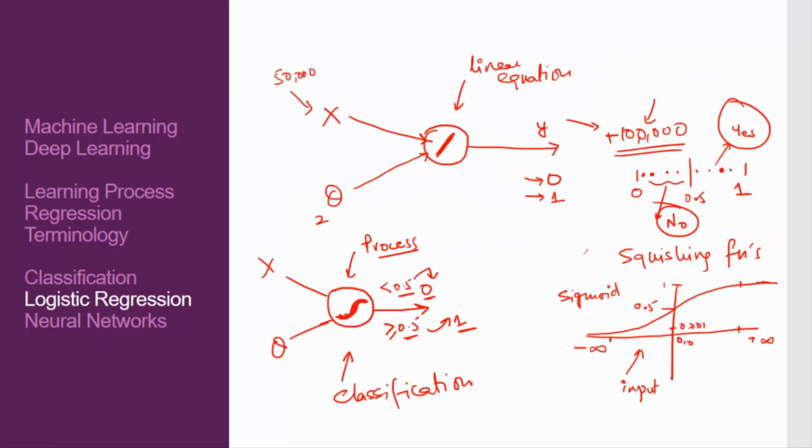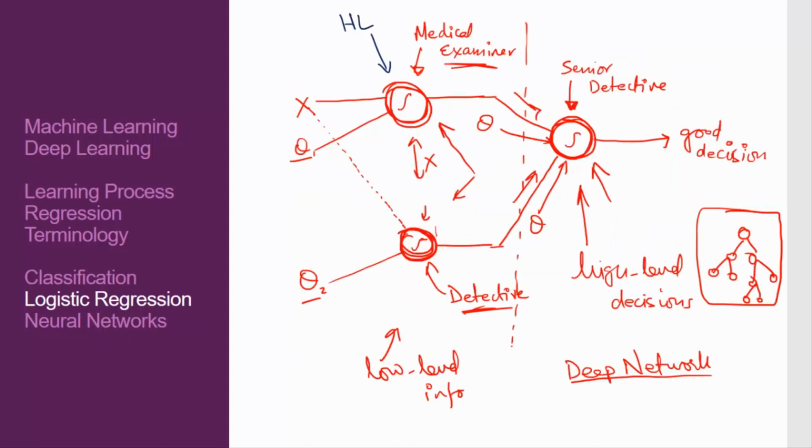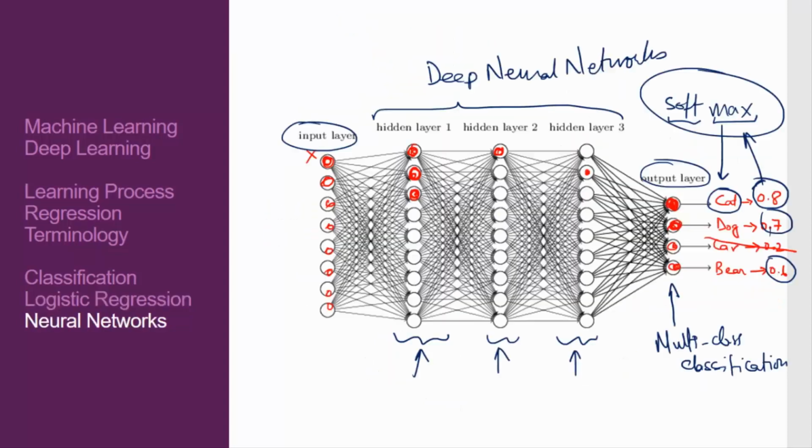Then we saw how this simple classification model can be used in conjunction with other models to convert it into a deep neural network, which is able to make high-level decisions as opposed to the simple decisions that can be made by a basic classification model. Finally, we took a look at how we can create deep neural networks by having multiple hidden layers. And we took a look at multi-class classification.